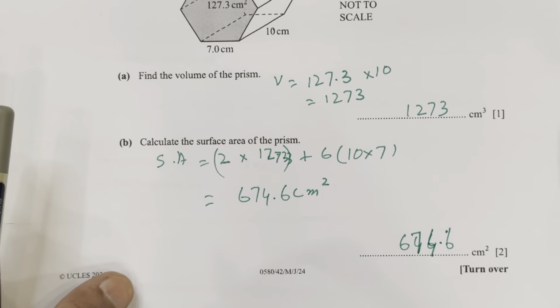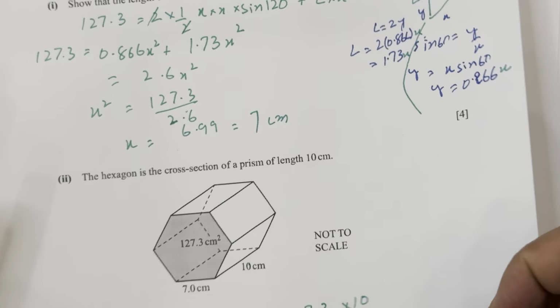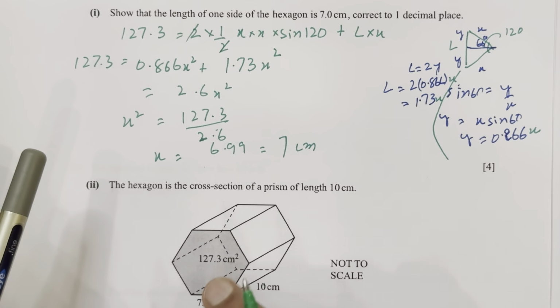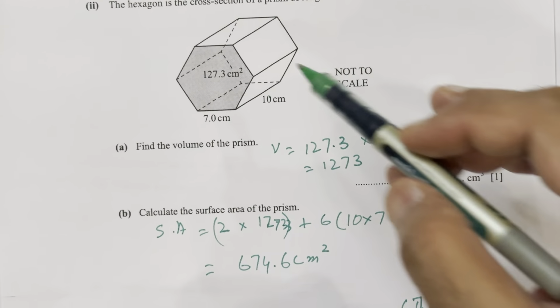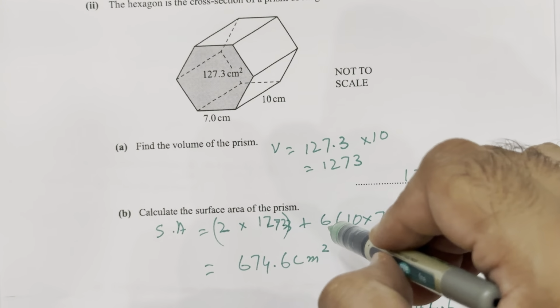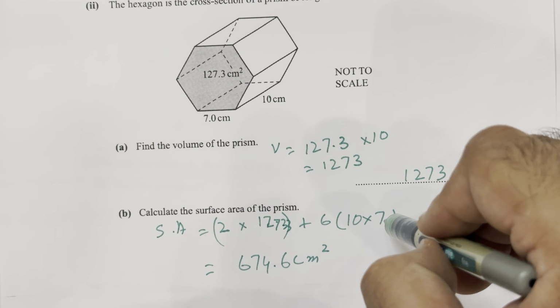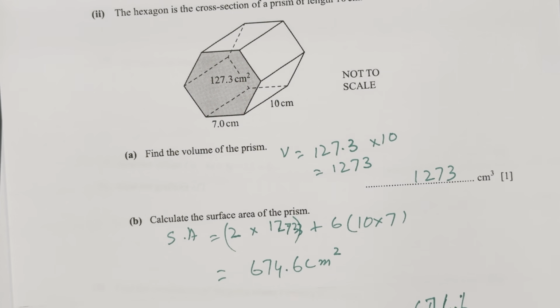674.6 centimeters squared. Again, I am repeating, this has another shape at the back of the side, so you multiply it by 2, and there are 6 faces, 1 2 3 4 5, so that's why you take the 6 and multiply it by 10 into 7, because these are the two sides, the length and the breadth.